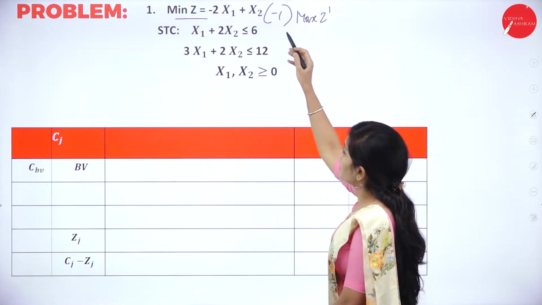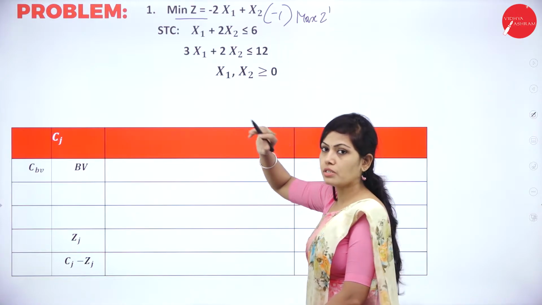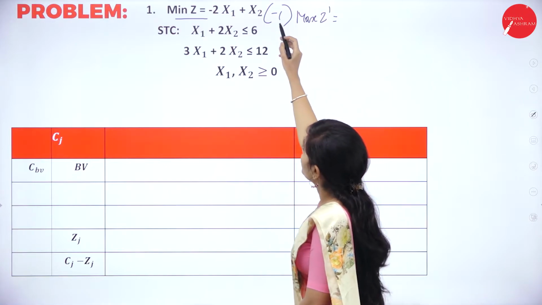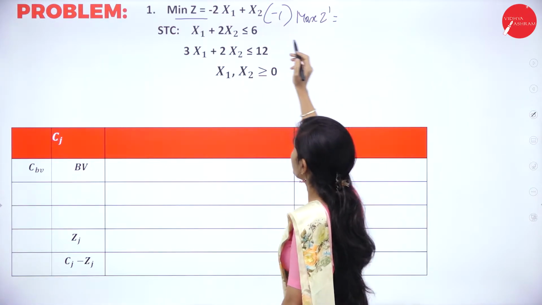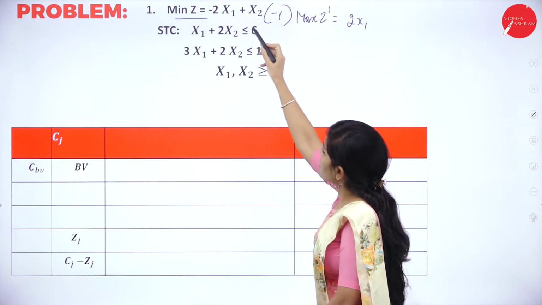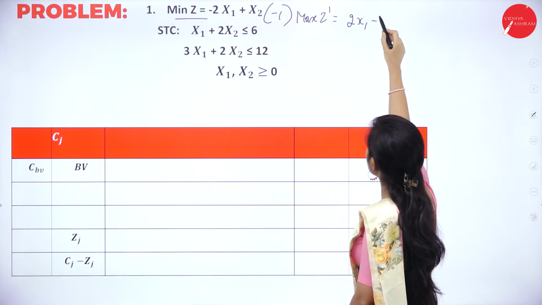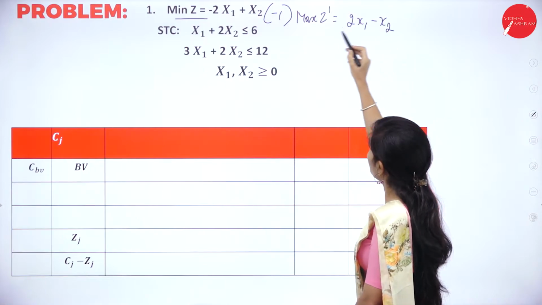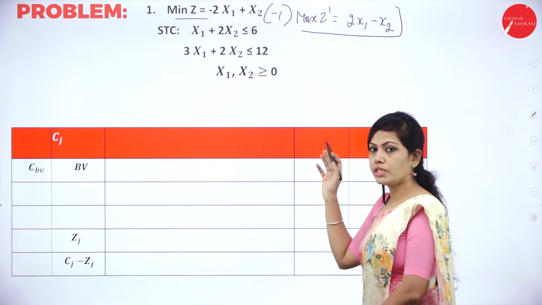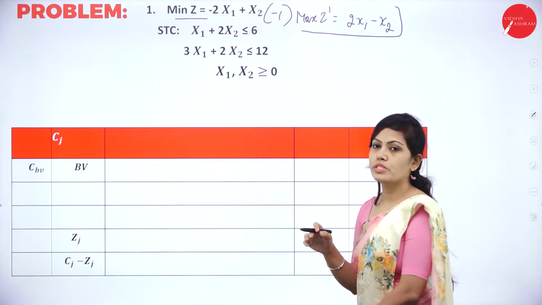So, I have multiplied minus 1 to the objective function. Min z is converted into max z dash is equal to minus 1 into minus 2x1, it is plus 2x1, and x2 into minus 1, it is minus x2. So now this is your objective function, and using this objective function, we can proceed further.